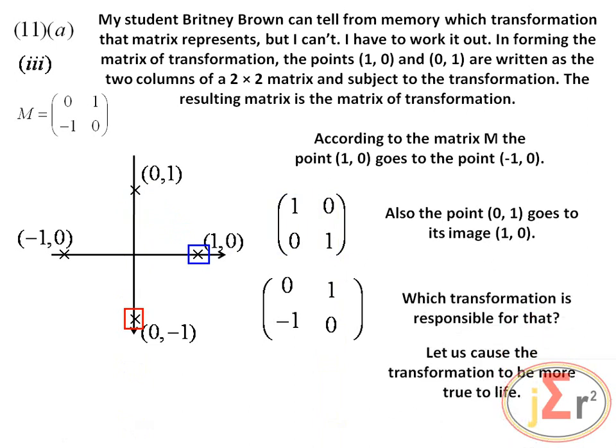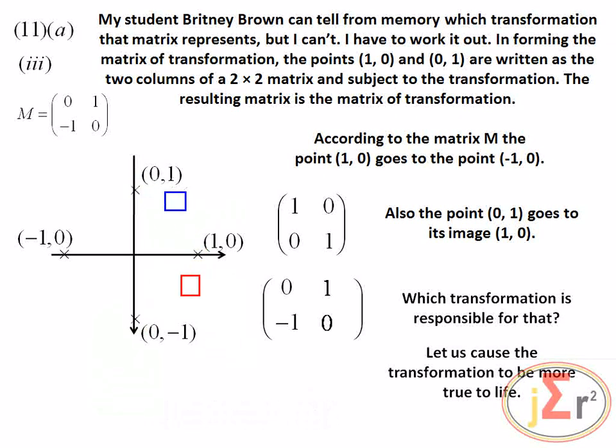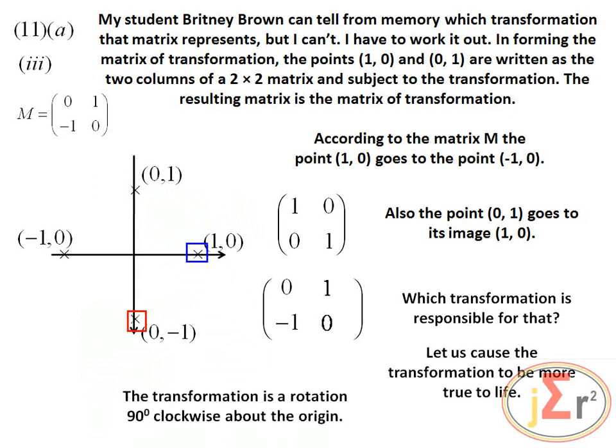Which transformation is responsible for that? Let us take a second look at it and see. Notice that 1, 0 goes to 0, negative 1 and 0, 1 goes to 1, 0. What is happening right there? It's so obvious. That's a rotation. The transformation is a rotation by 90 degrees clockwise about the origin. How can you miss it?